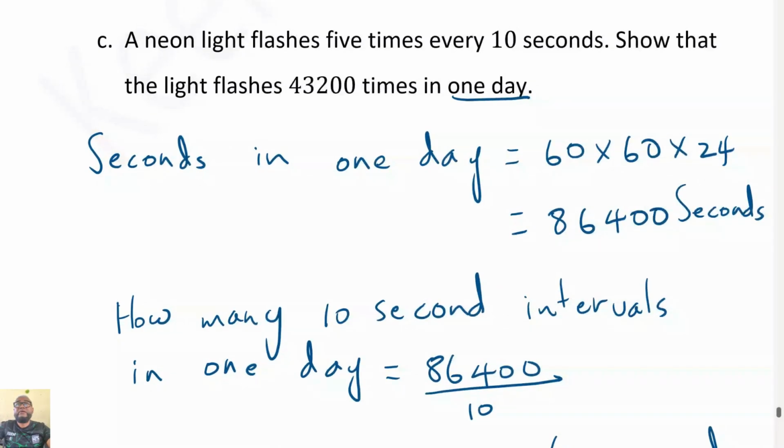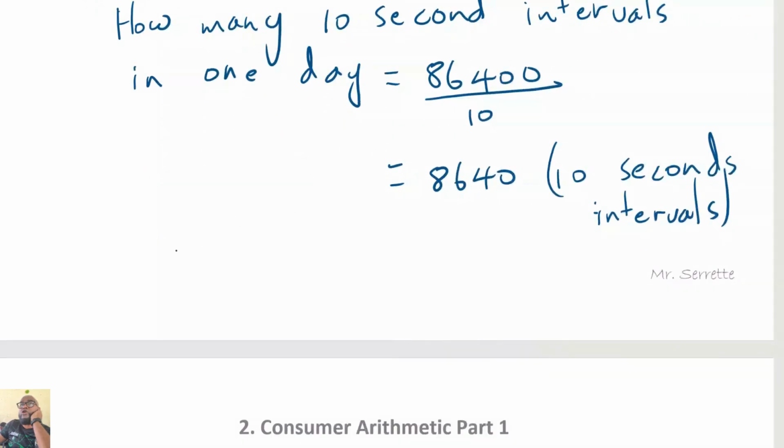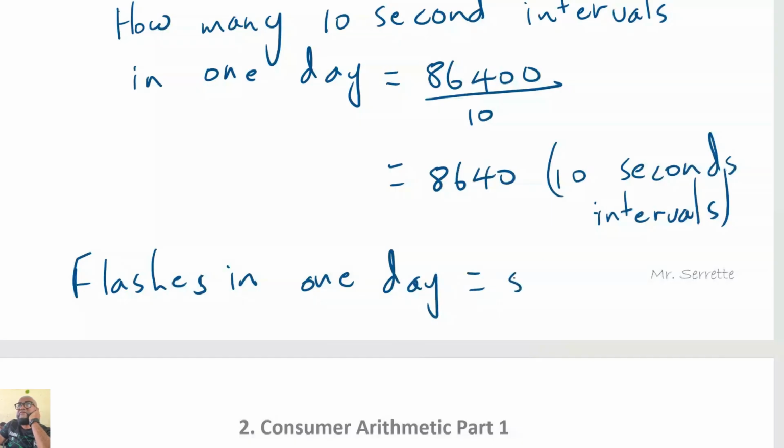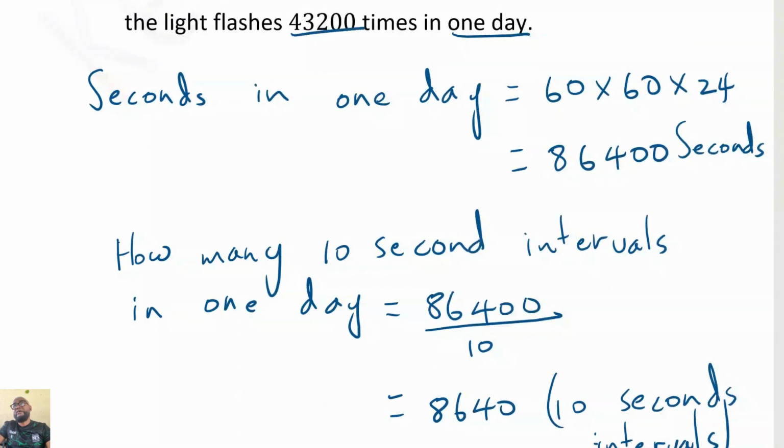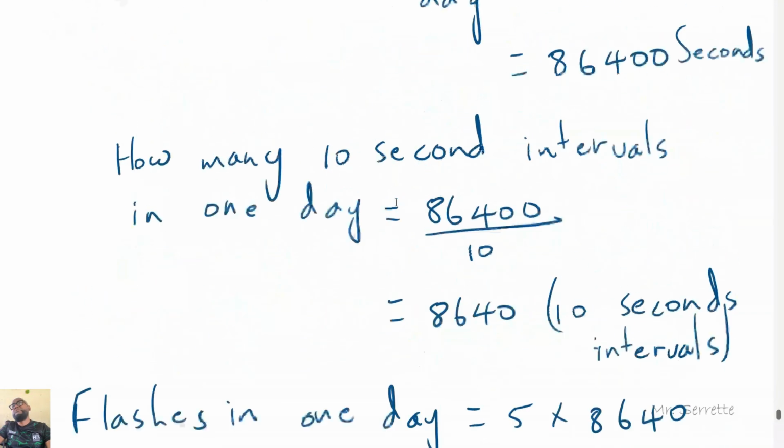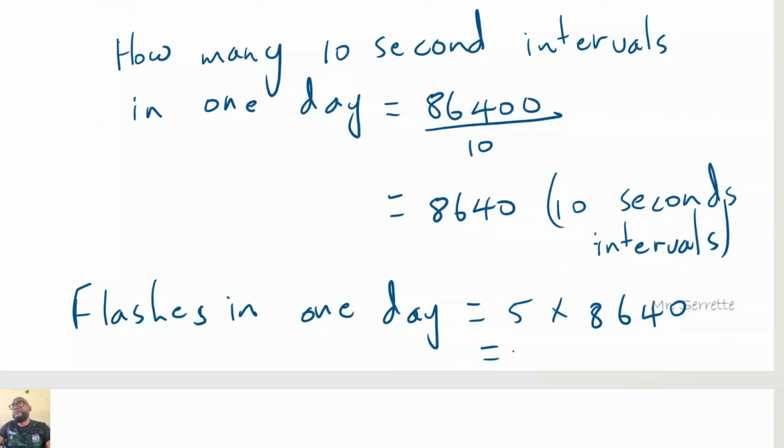5. The brother saw it here. Right? 5. So flashes in 1 day would be equal to 5 multiplied by 8,640, and this will give me how many flashes? You're supposed to get this here. Where are you getting there? 43,200. Boom, bang, bang. Flashes. You put a little box to indicate it was shown properly.